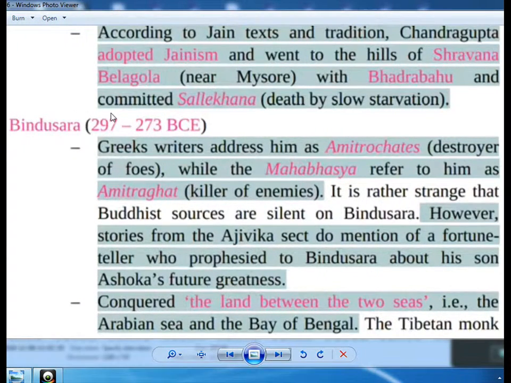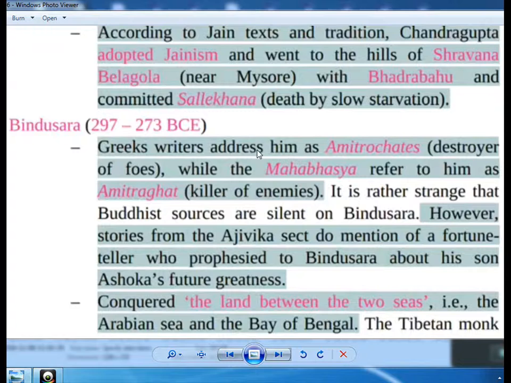Please remember that Jainism was adopted by Chandragupta Maurya, who went to Sravana Belagola near Mysore with Bhadrabahu and committed Sallekhana. These are very important. Next we discuss Bindusara, 297 to 273 BCE.